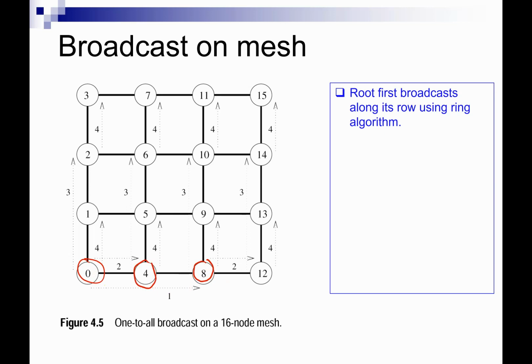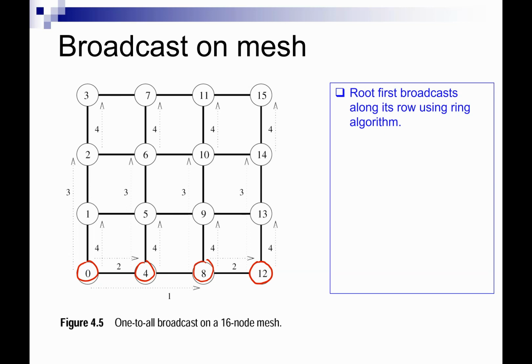Let me draw these a bit nicer. So you have a 0 and you have a 4, and then 12. All of these have the value now, so this entire first row has the value. Now we're going to broadcast along the columns. Since every node in the first row has the value, we can have all of these processes in the first row broadcast on their columns in parallel.